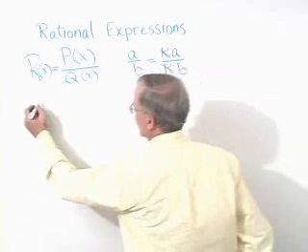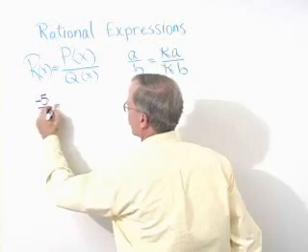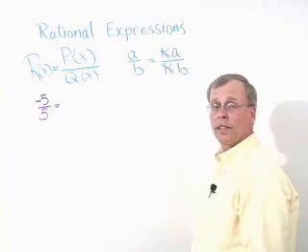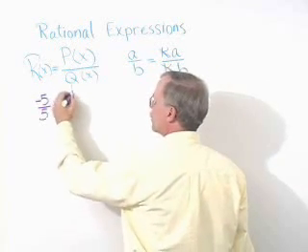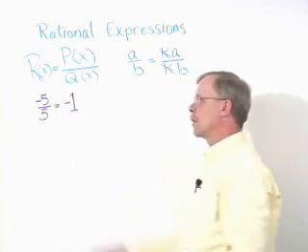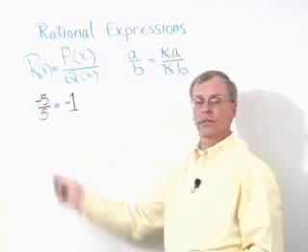Let's suppose we have something like negative 5 over 5. What's that equal to? It's equal to negative 1, because we know that negative 5 is really negative 1 times 5, and we can cancel the 5's.